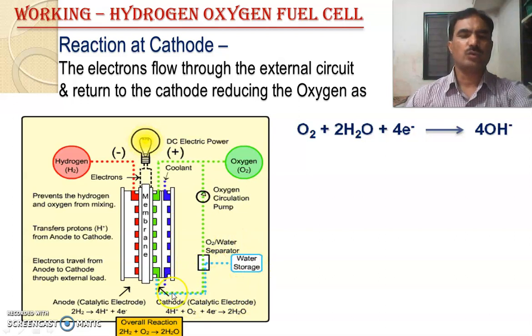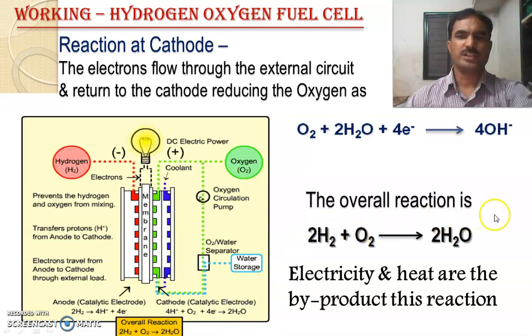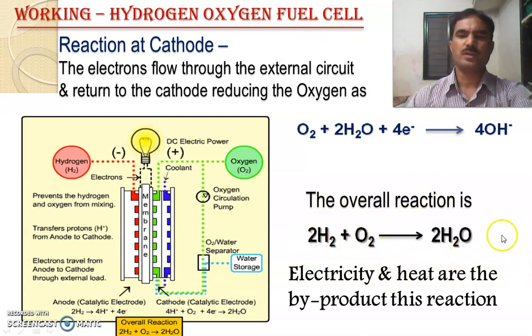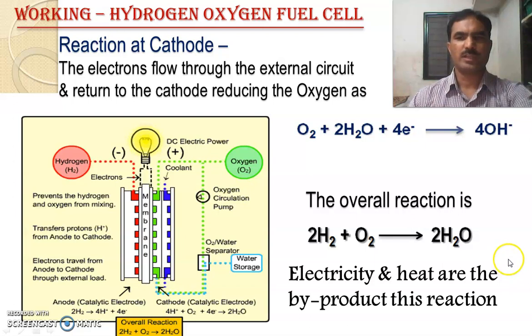So at a cathode there is a reduction reaction. So oxygen gets reduced. So the overall chemical reaction that takes place in a hydrogen oxygen fuel cell is loss of electron by the hydrogen, gain of electron by the oxygen, and formation of water molecule. So electricity and heat are the byproducts of this chemical reaction. So this is about the working principle of hydrogen oxygen fuel cell.